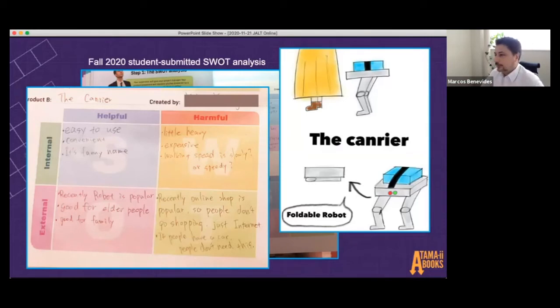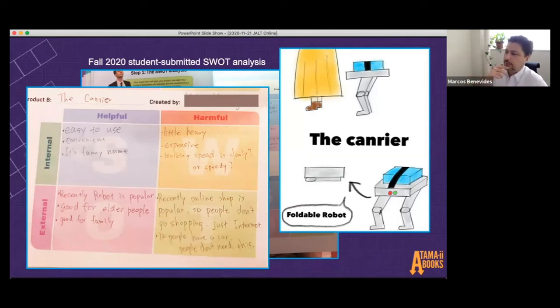And so they're looking here, and you can see the internal factors: it's easy to use, it's convenient, it's a funny name, right? Perhaps these aren't the best comments about the good points. But the harmful internal factors, the weaknesses, basically, are that it's perhaps a little heavy, expensive. Maybe the walking speed would be a problem. Is it too slow or too fast, right? So they're thinking about what could be the weaknesses of the product.